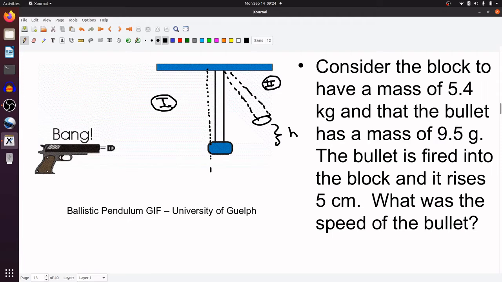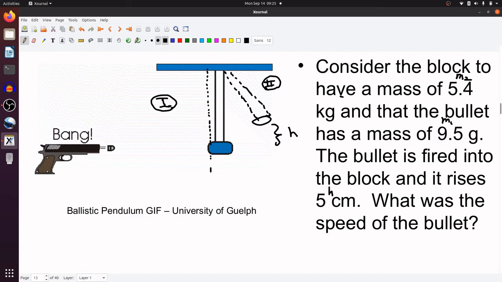There are lots of different ways I can do this, but let's go ahead and start labeling things. We start with a block, and I'm going to call my block M2 since it's on the right of the bullet, which I will call M1. So consider the block to have a mass of 5.4 kilograms, the bullet's 9.5, and then we know the height h.